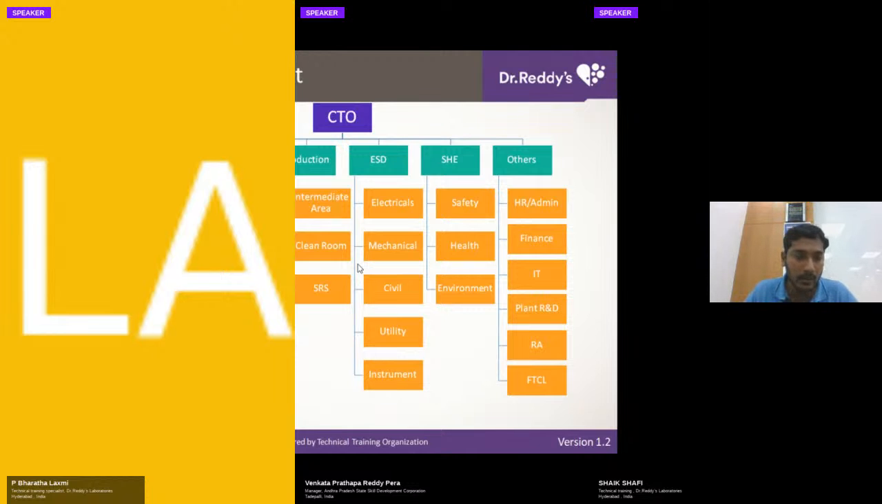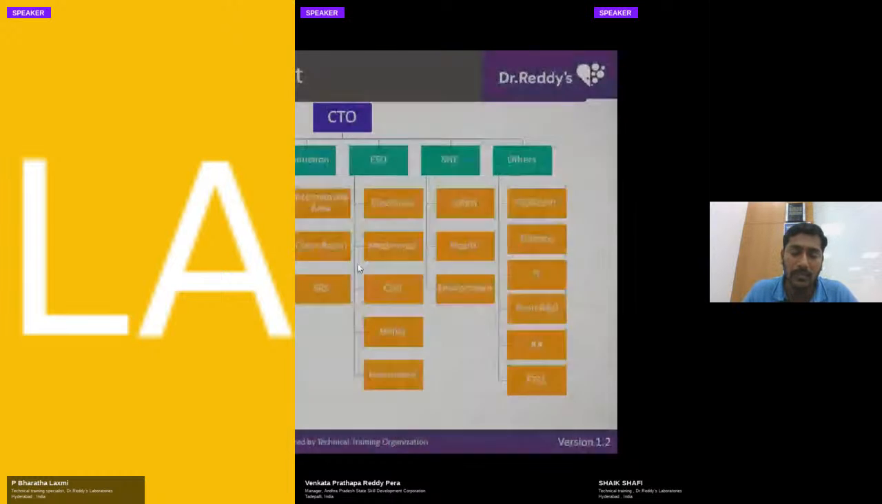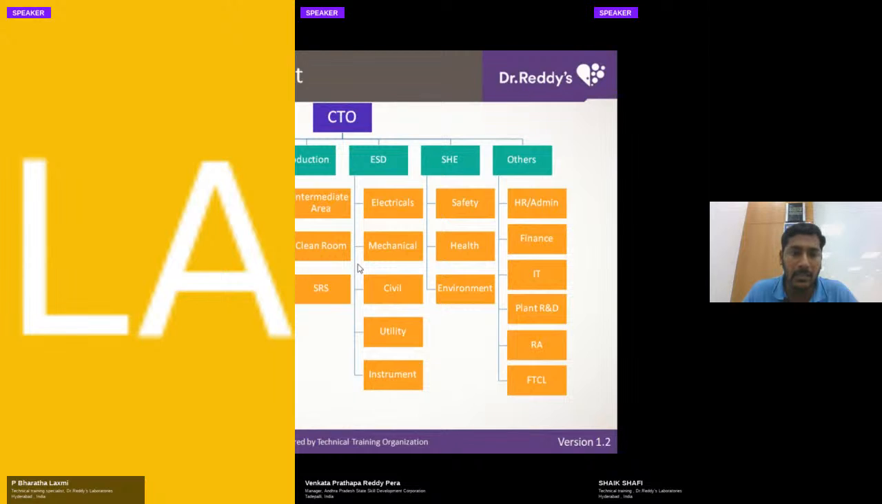Coming to the warehouse, there will be an engineering warehouse. The goods required for engineering-related things are its responsibility. Then coming to the raw material warehouse, these people are responsible for raw material activities. Then coming to packing material, I told you we use different types of packing materials.